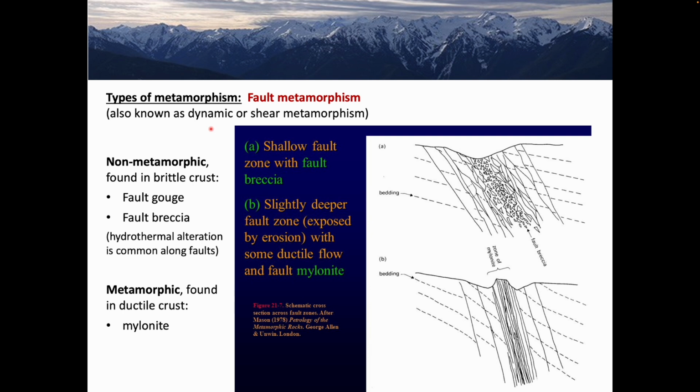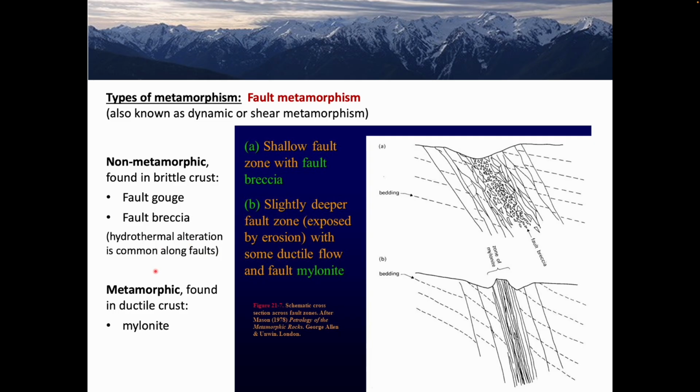Final type of metamorphism is called fault metamorphism. This is also known as dynamic or shear metamorphism. If you think back to our faulting topics, we start with non-metamorphic faulting, which is what we find in the upper brittle crust. This produces features called fault gouge and fault breccia. And along faults in the upper crust we often see hydrothermal alteration.